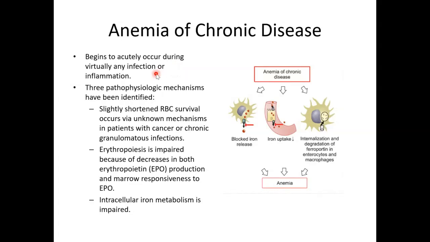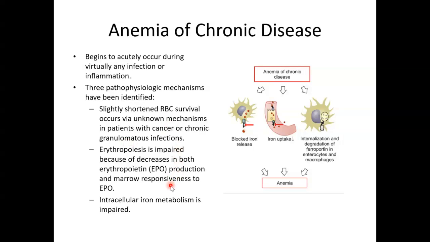It begins to acutely occur during virtually any infection or inflammation. And there are three mechanisms, as far as pathophysiologic changes that occur in the body, that have been identified. Number one, slightly shortened red blood cell survival occurs via unknown mechanisms in patients with cancer or chronic infections. So the red blood cells don't survive as long, and they get killed too soon.